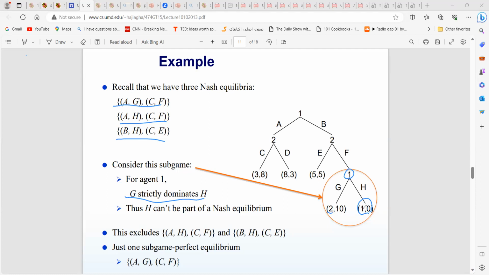Isn't this just min-max? Not yet. We will talk about it, but not yet. So here this is G and H, and these are two and one that we are talking about. It means that agent one takes G as the best move here, because H cannot be part of a Nash equilibrium. There might be a case where they are equal and they can take either, but in this case G strictly dominates H. And agent two has no move, so you just get the payoff from G.